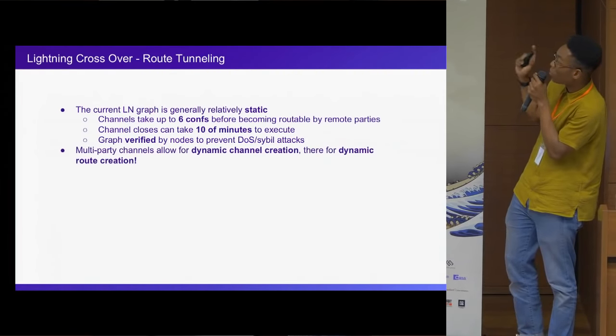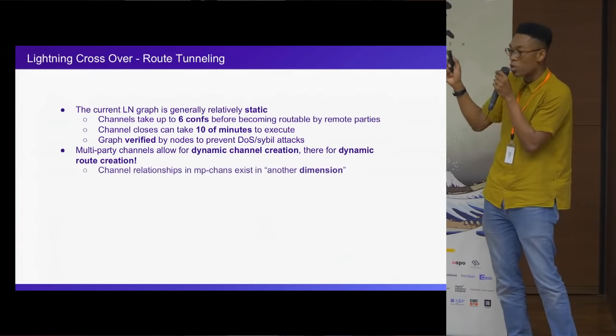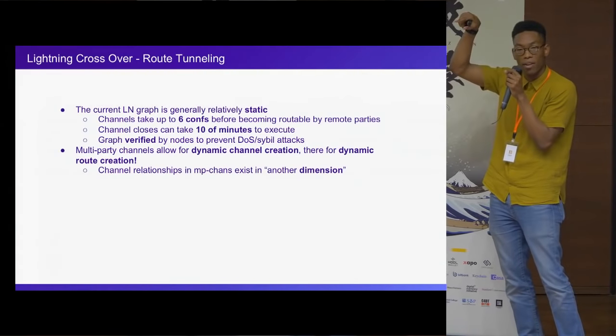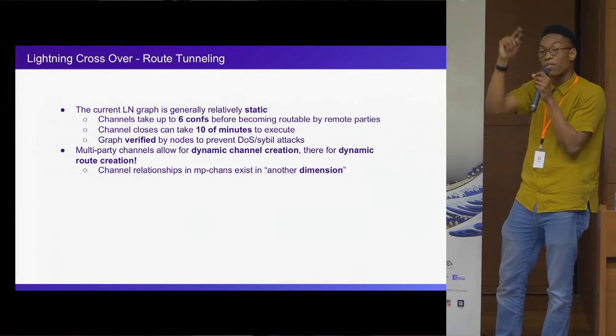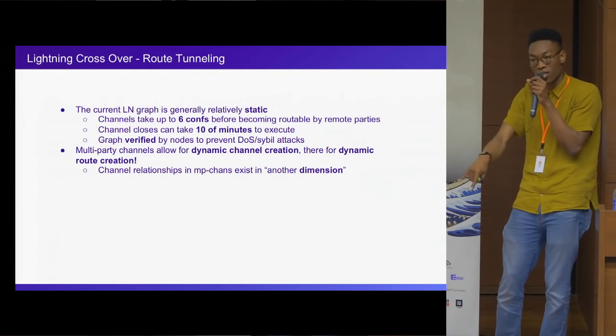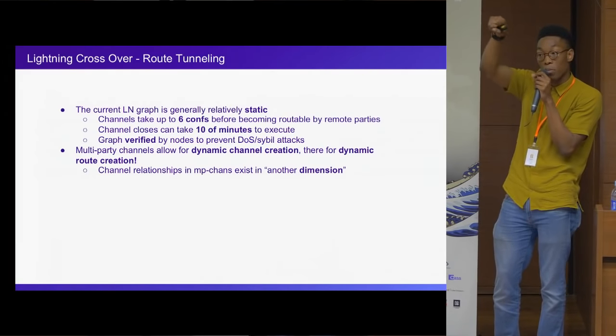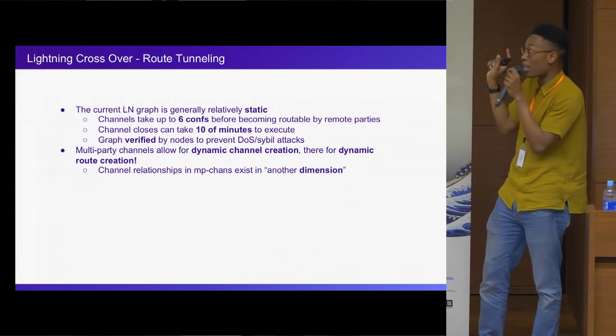Another cool thing is that you can now do dynamic route creation, right? So you can imagine maybe I have Alice, Bob, Carol, Dave, and typically I'd go a 3 or 4 hop path over to Dave. But what if Bob and Dave were in the same multi-party channel, right? So all of a sudden I can tunnel from Bob to Dave instantly without having any new transactions.